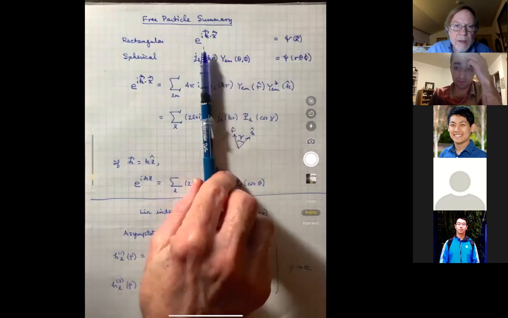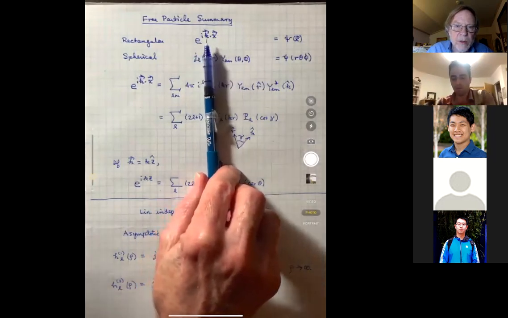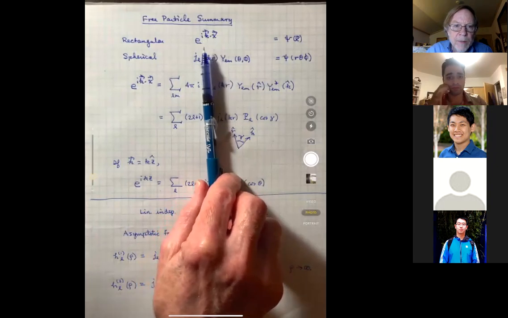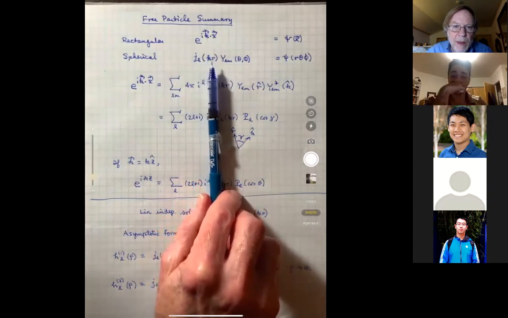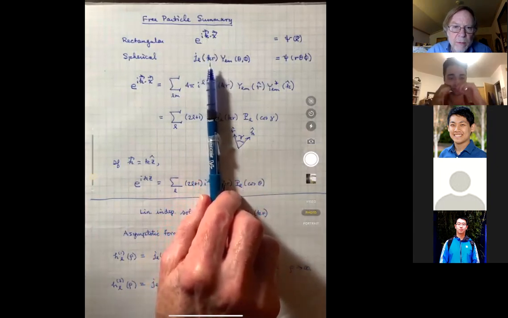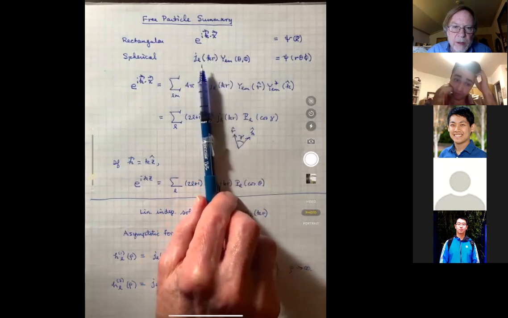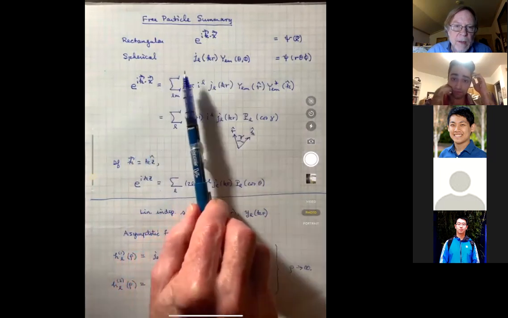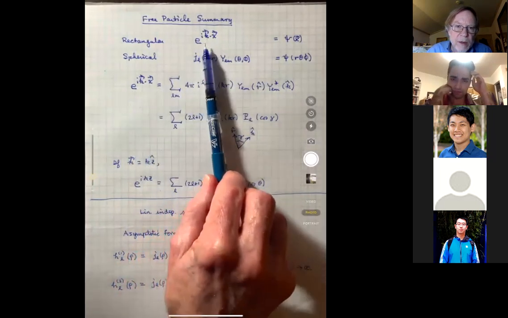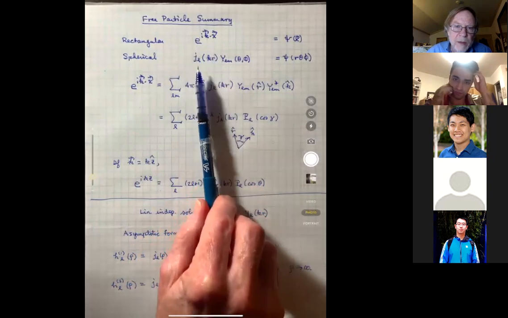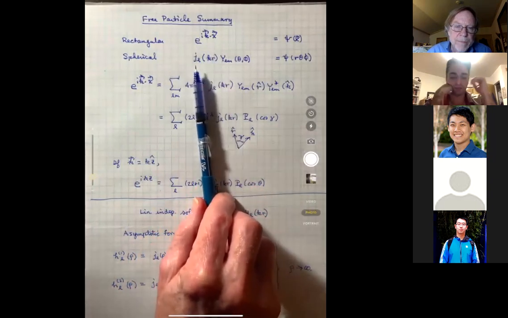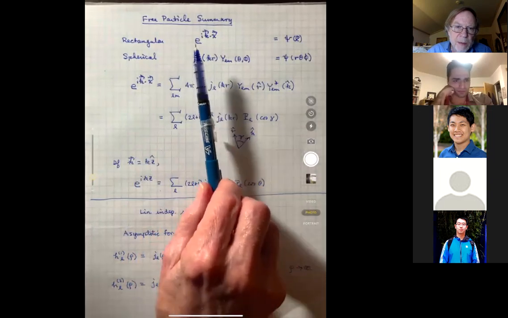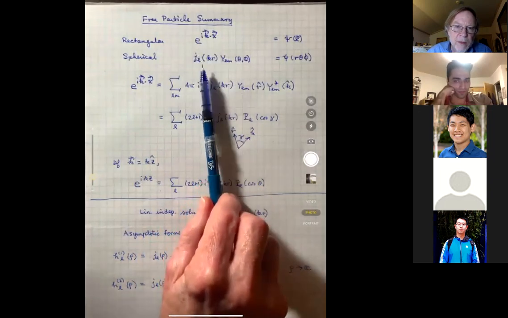In the rectangular case, you want to integrate over K. Of course, that's just a Fourier integral. In the spherical case, you'd integrate over the magnitude of K, which is this K without the arrow over it. You'd also sum over the discrete indices L and M to run over the complete set. As a result, either one of these two solutions can be expressed as a linear combination of the other set. The particular expansion that we're interested in is expanding a plane wave as linear combinations of the spherical solutions.